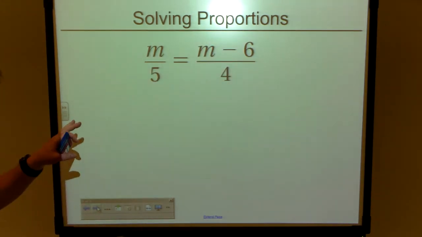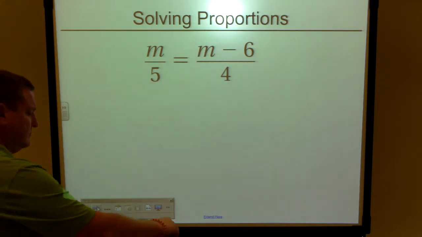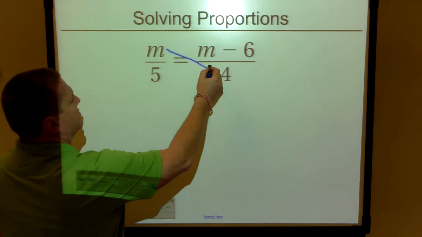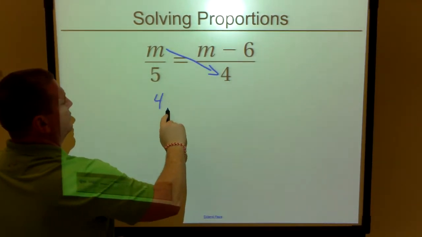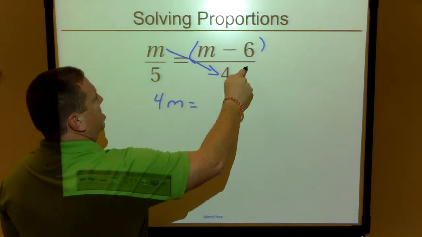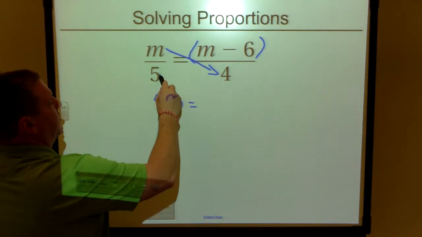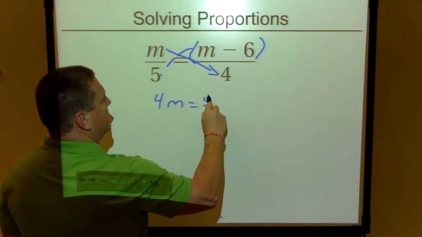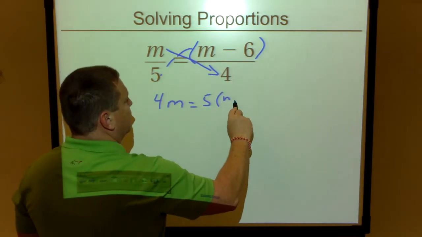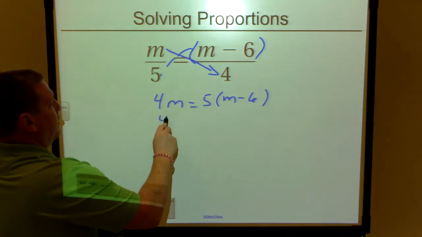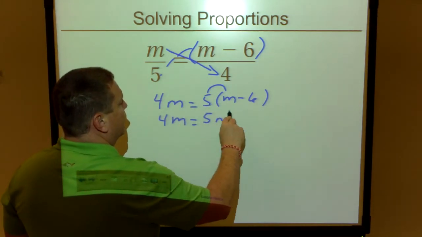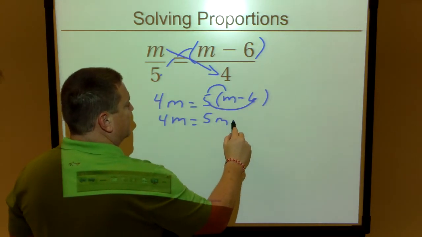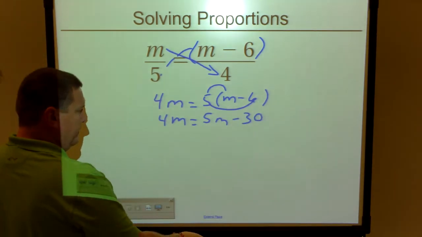If you'd like to try this one without seeing the solution, go ahead and pause the video. I'm going to multiply this one first because this has the single term in the numerator. So m times 4 is going to give us 4m. Remember, this is a grouping up on the top, so 5 times the entire group. And 4m is going to equal, distribute, 5m. 5 times negative 6 is negative 30.